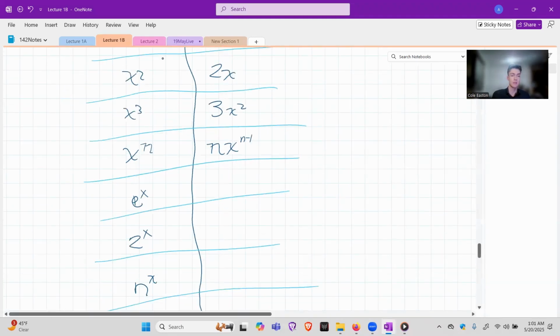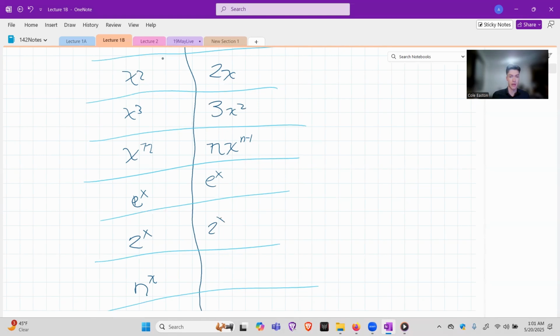Okay, so if we have e to the x, the derivative of that is e to the x. What about 2 to the x? That's 2 to the x times ln of 2. What about n to the x? So, right, this is different than the one above because here we have x in the exponent. And so this is going to be n to the x times ln of n.